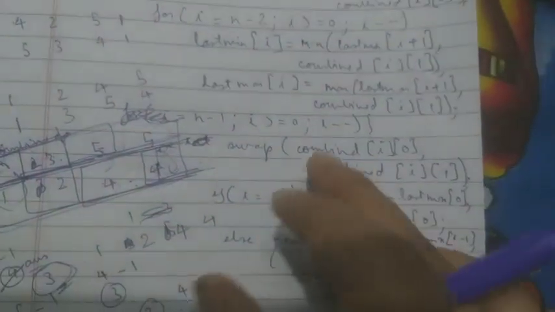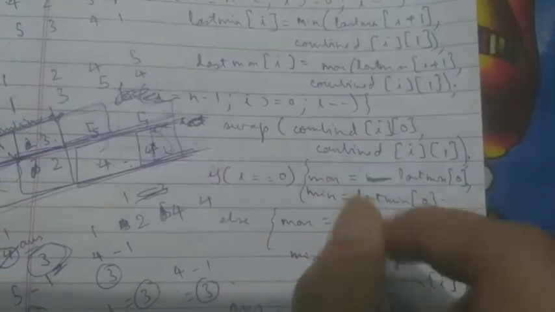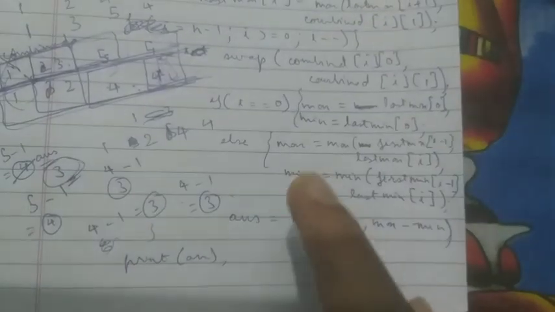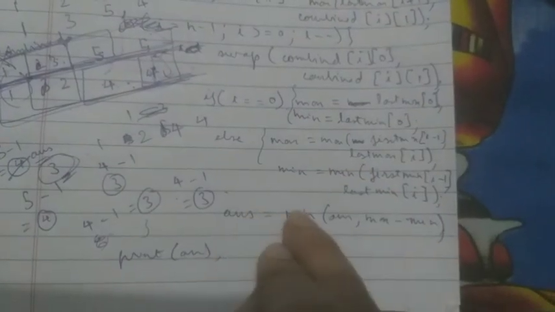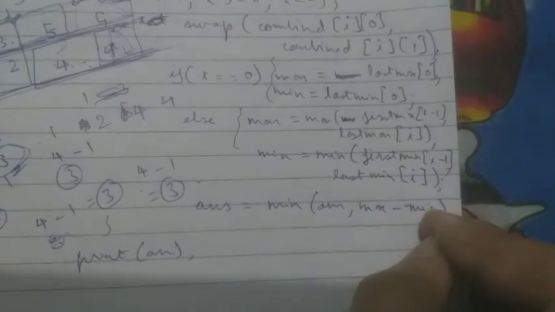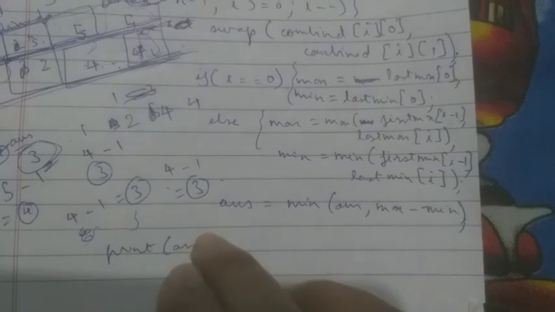Then we find out the maximum and minimum of the modified array of ARR, and we find out the minimum possible by making answer equal to minimum of ARR of answer comma maximum minus minimum, and then we print the answer.